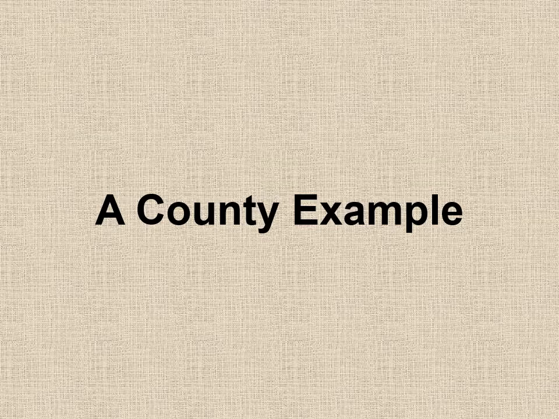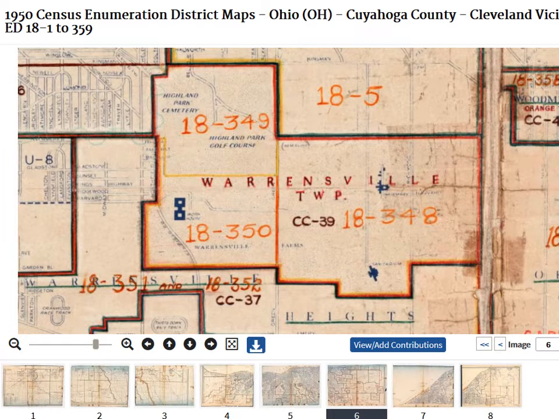So I'm going to show you a county example and a city example. Here we have a part of a map from Cuyahoga County. This is outside of Cleveland. And you have some family there in Warrensville Township, say, on the eastern side. You spend a lot of time trying to find this. It doesn't have its own ED map. It's going to be in a county map. And there is no county map for this county. There's Cleveland, and then there is outside of Cleveland, and you're looking at outside of Cleveland.